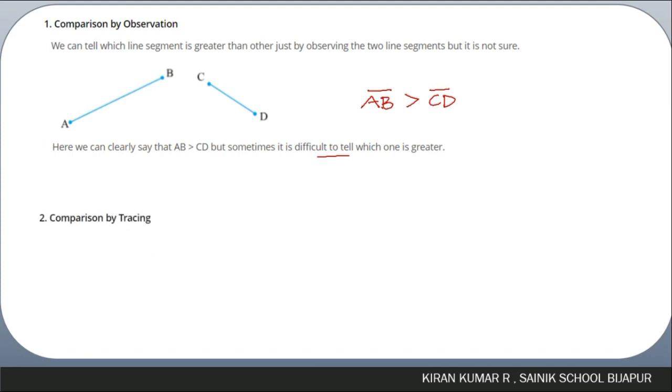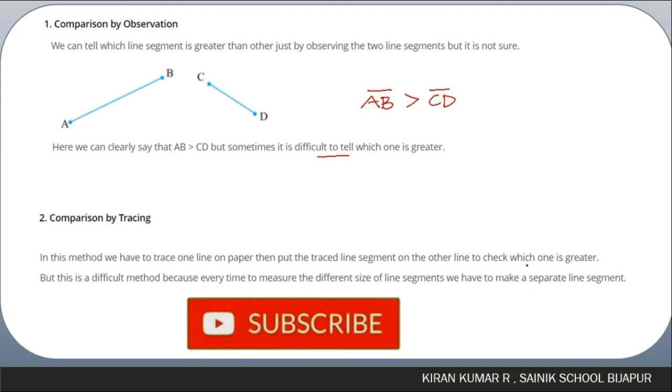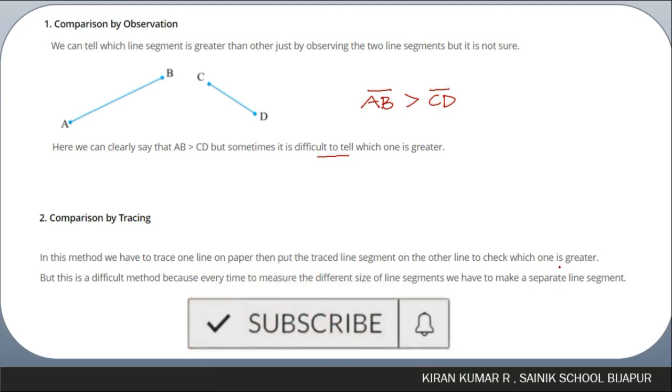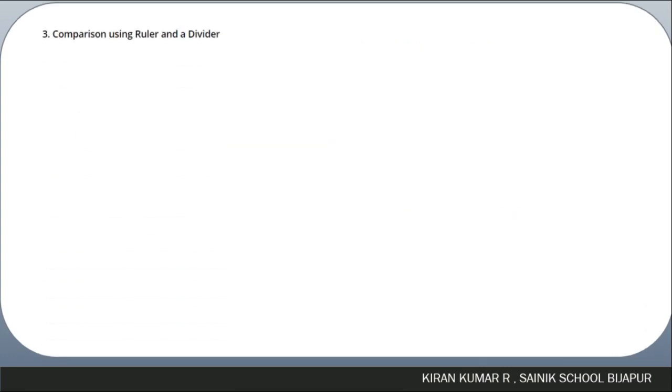The second method is comparison by tracing. In this method, we have to trace one line on a paper, then put the traced line on the other line and check which one is greater. But this is a difficult method because every time to measure different sizes of line segments, we have to make a separate line segment. So we follow the third method. The third method is comparison using a ruler and a divider.